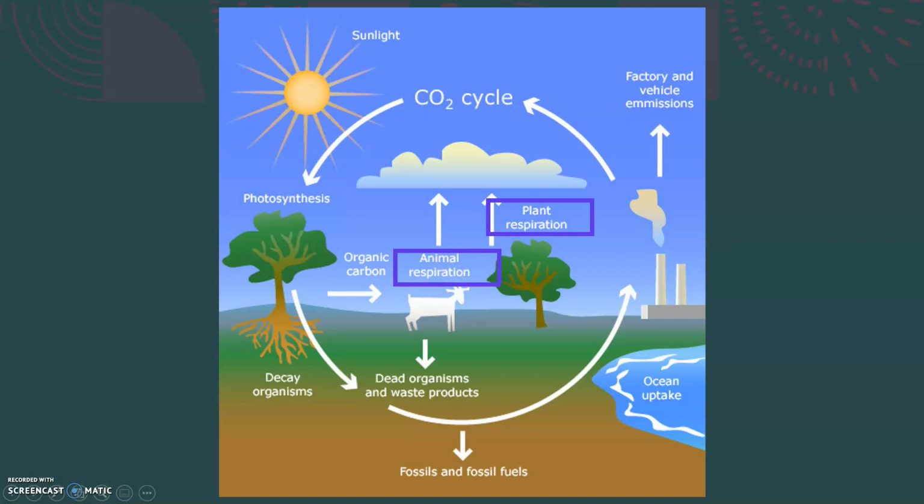Plant and animal respiration take carbon from living organisms and release it into the atmosphere. Combustion transfers carbon from organic materials to the atmosphere. While combustion can take place with organisms that were recently living, most combustion comes from burning fossil fuels. Fossil fuels are formed from decaying organic matter over millions of years.